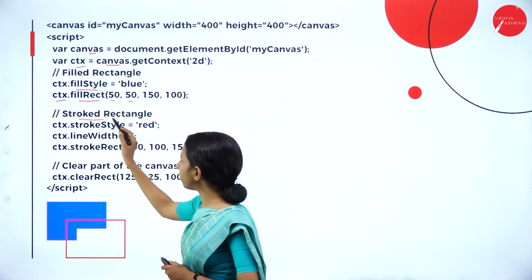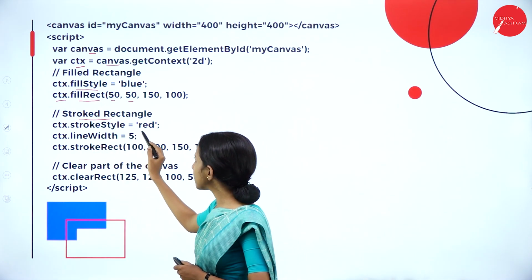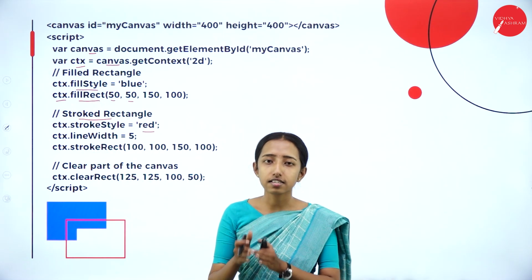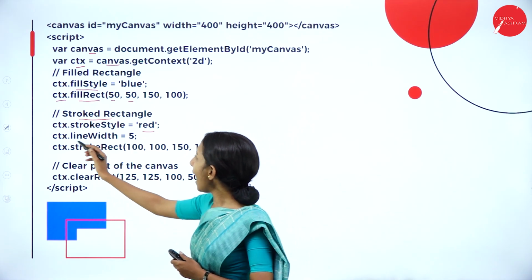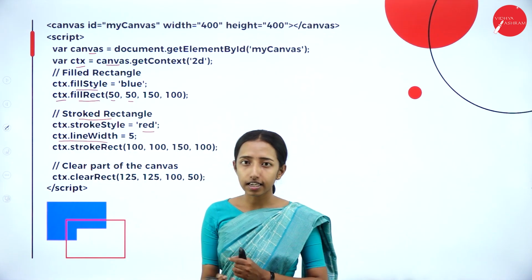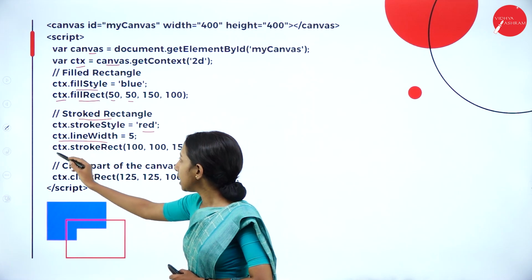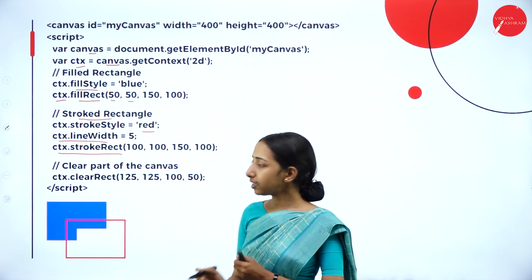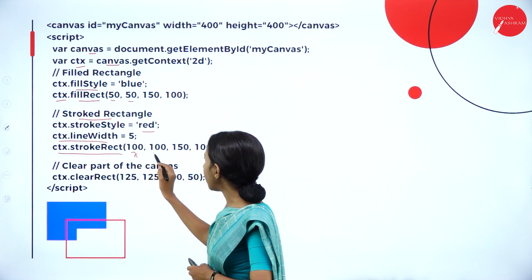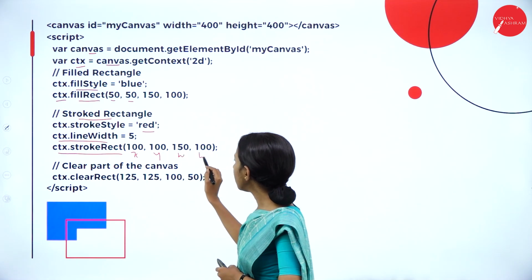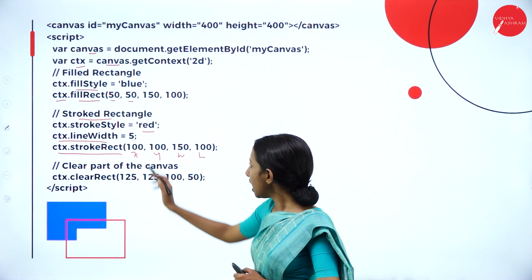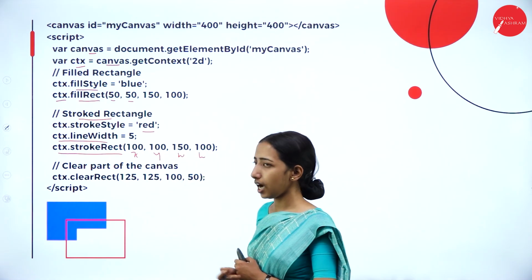Next is a stroked rectangle. The style is red, that is the outline, that is the stroke we are giving, and the lineWidth, that is the thickness, is 5. And here I have drawn the strokeRect, and here the X, Y, width and height we have given are 100, 100, 150 and 100.